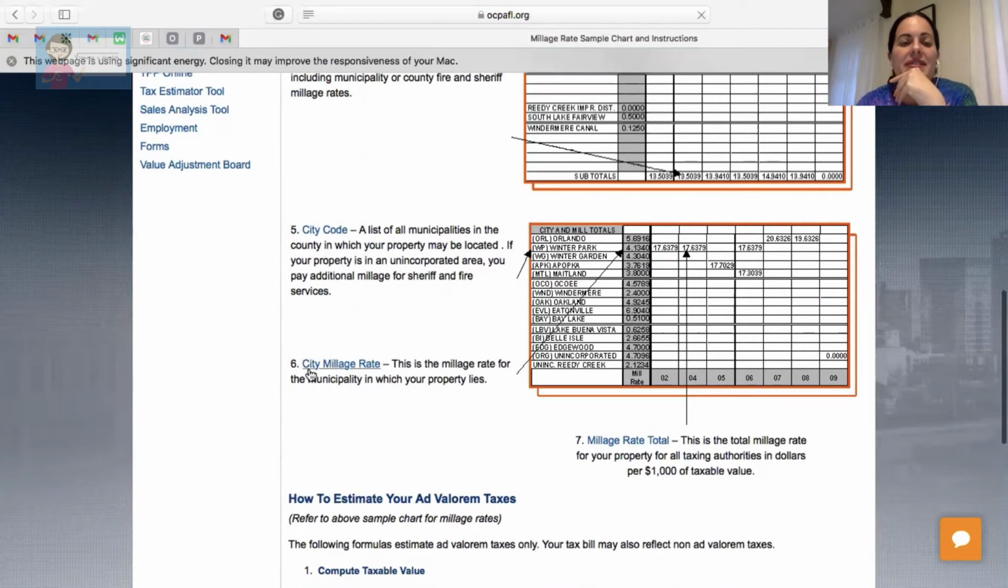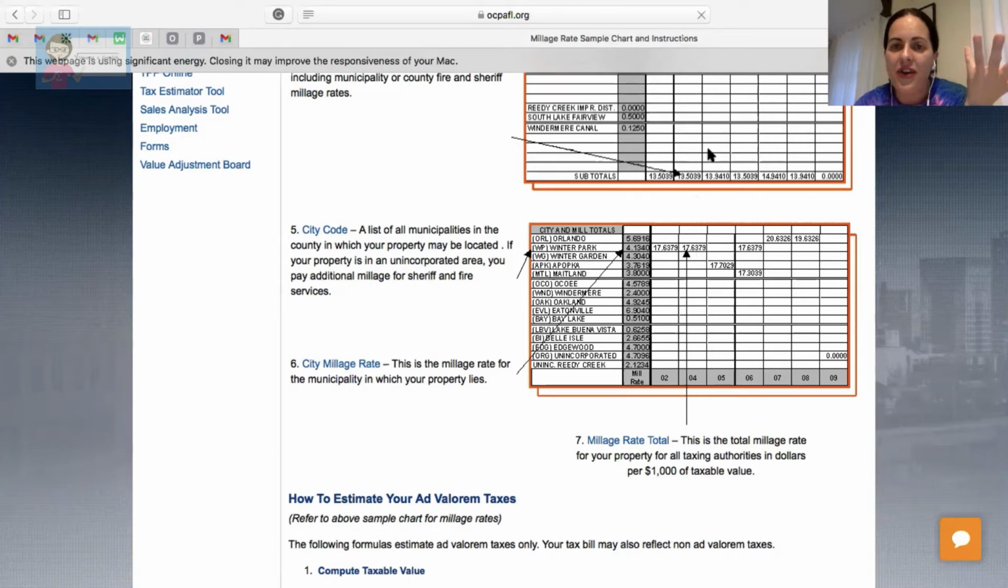Now, then they say here, city mileage rate. This is the mileage rate for the municipality in which your property lies. So you can see here that Winter Park, right? It has here what we said, the 17.6379. How did they get that?